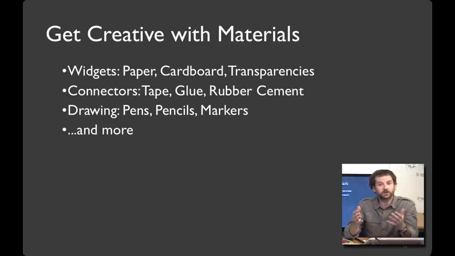If you've got layers in your user interface, you can use transparencies as a way of showing that. If you have pop-up menus, you can make the back sticky so that it can stay in the right place on top of the main interface. You can use any kind of marker or pen you want. You can have things be color or just black and white. Anything you can think of.